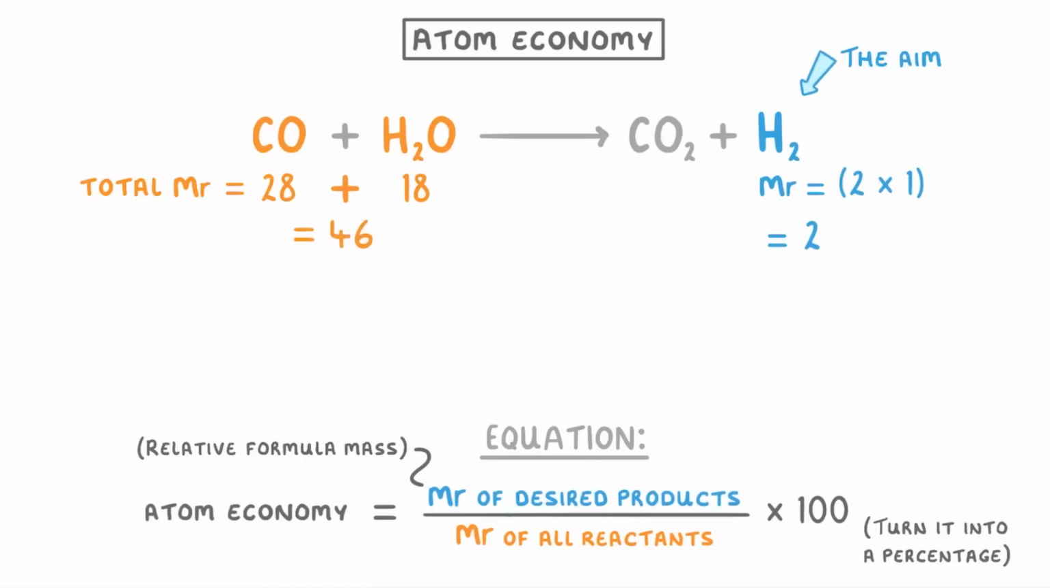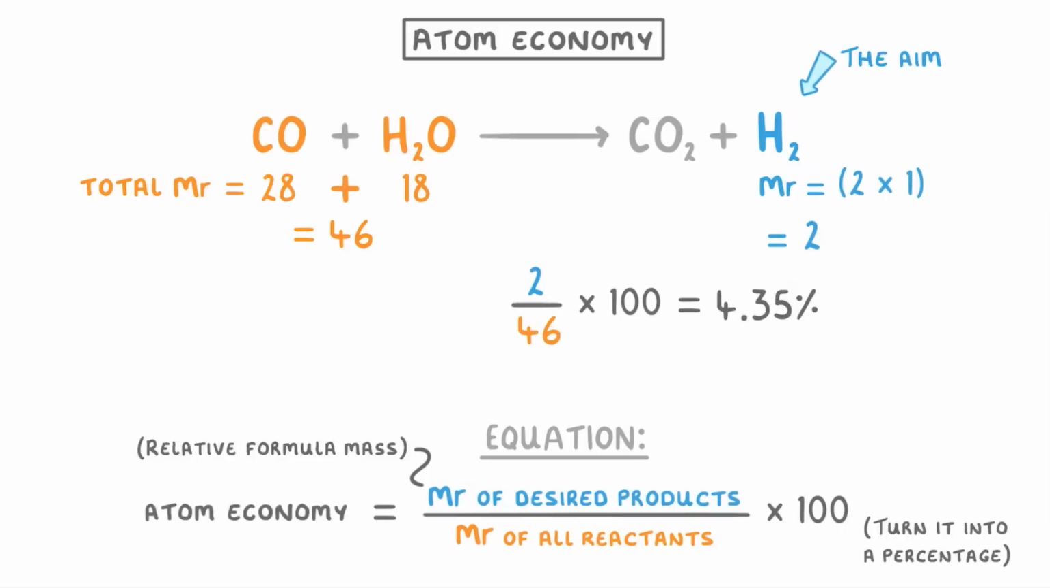So to find the atom economy of this reaction, we take our MR of hydrogen, because that's our desired product, and divide it by the 46, because that's the MR of all of our reactants. Then finally we multiply the whole thing by 100 to turn it into a percentage, giving us an atom economy of 4.35%.